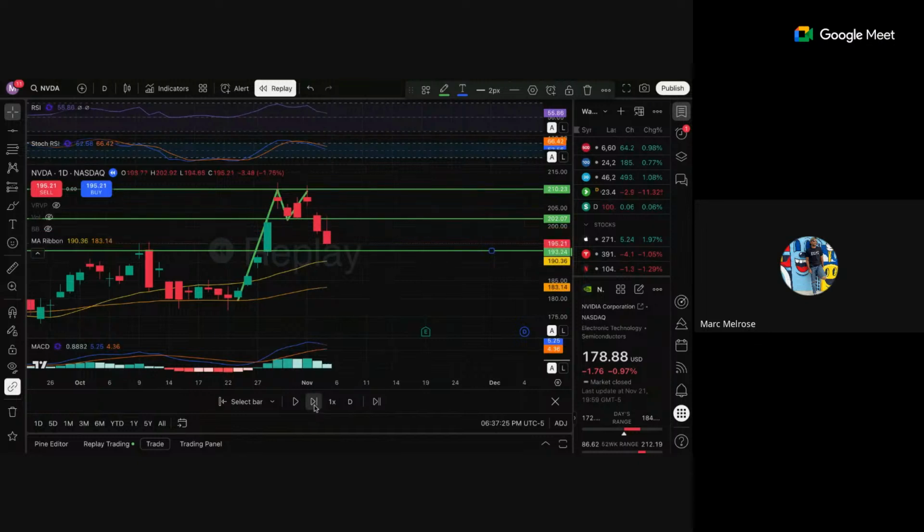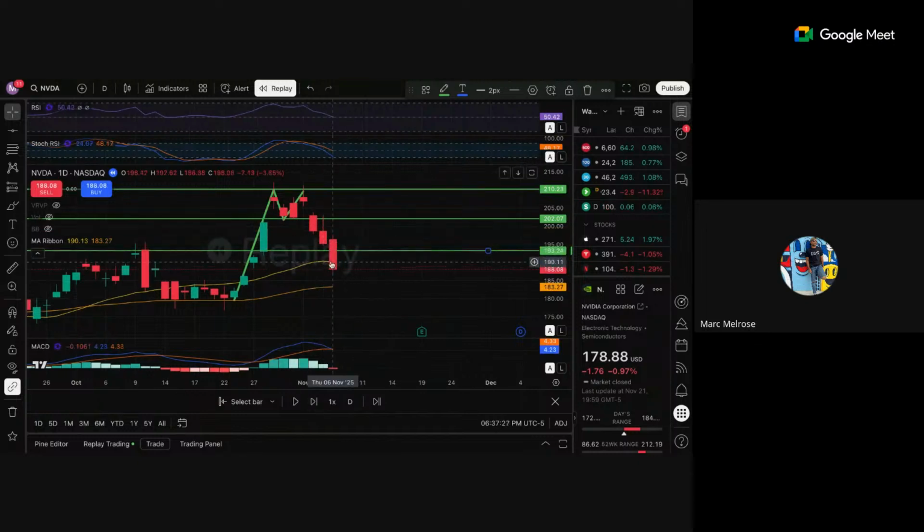Any questions? You can see it tested this area. Should be out of this trade. Again, you can probably get it to 180, but that's up to you. You see it got all the way back down to 180, and now it's starting to try to turn. Check the chat, see.